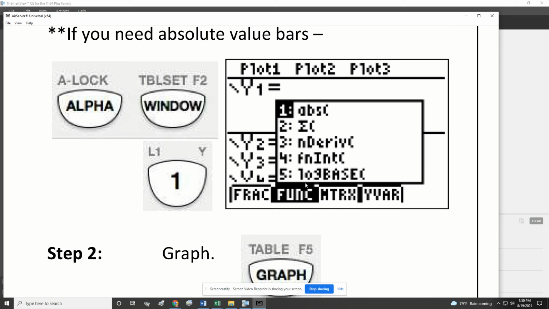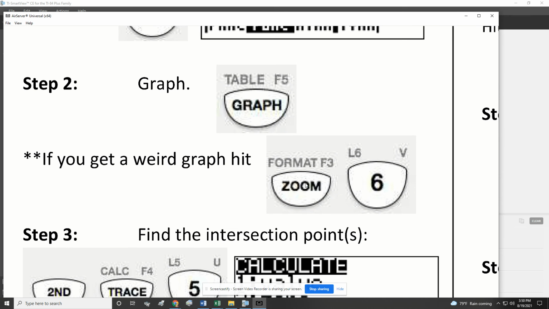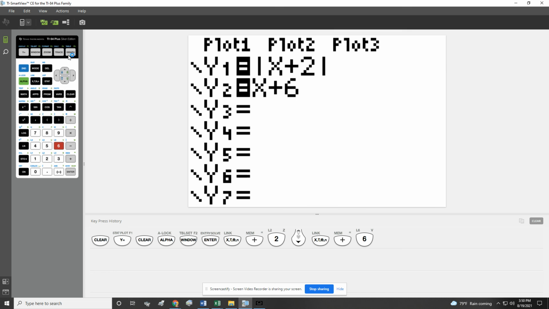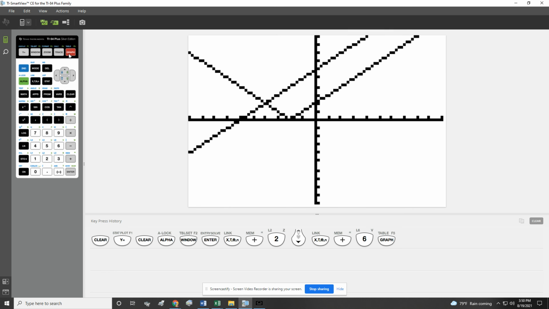So that's step 1. Step 2, we're going to graph it. So it's possible you can just hit graph and see what you need to see. If you get something weird, then you can always hit zoom 6 and it should give you a pretty good graph. Let's see what happens if I just hit graph. Okay, we're good. Right, this one only has one place where they intersect, and that's fine. It's right here. They intersect right here.